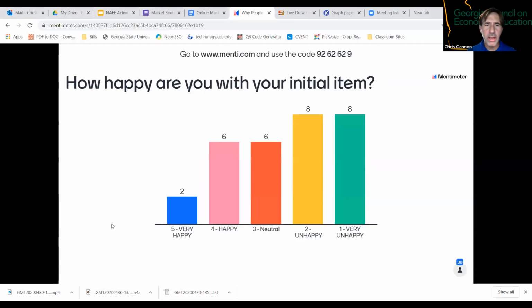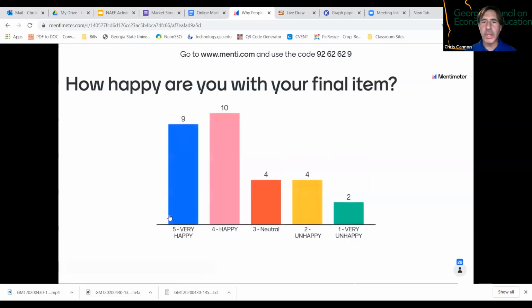Okay, let's compare. Before we traded, we had 2 people very happy. We had 8 people very unhappy. After we allowed for everybody to trade, boom, magic, right? The magic of free trade. We now have 9 people who are very happy and only 2 who are very unhappy. So would one of the people who are a 1 please unmute yourself and let us know what you have?